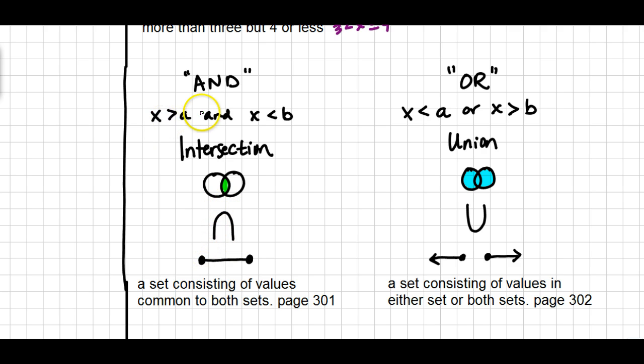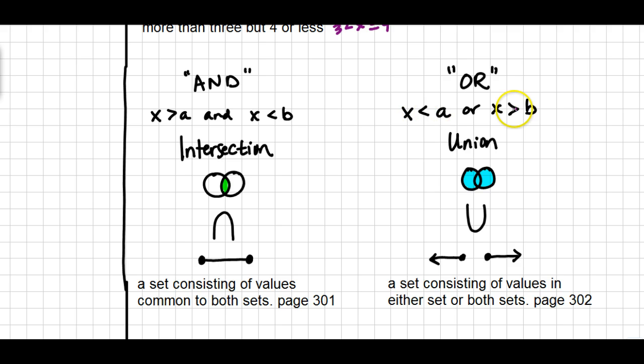Typically when you graph an intersection of 2 inequalities on a number line, usually the picture that's formed will look similar to this. I refer to that shape as like a barbell shape or like a dumbbell. Keep in mind that the circles may or may not be filled in. Sometimes they will be open. So when you're working with an intersection or 2 inequalities joined with the word and, you're finding a set consisting of values that are common to both sets. And that definition was given from page 301.